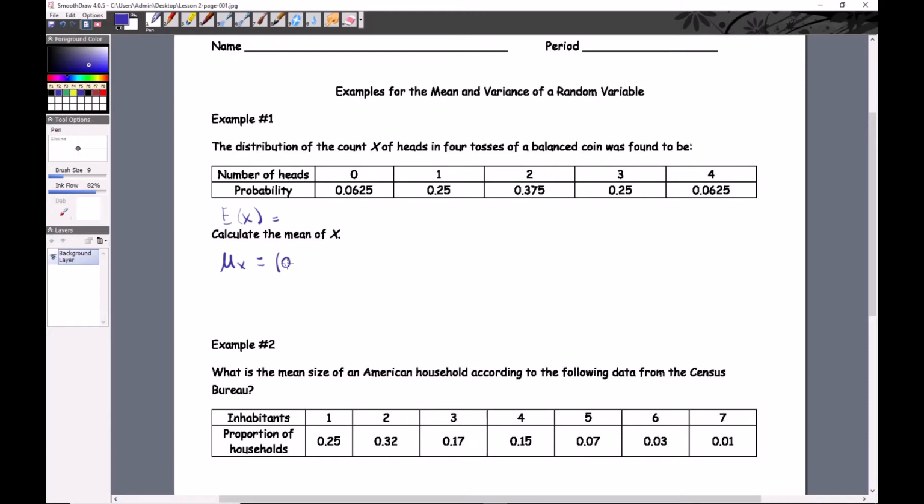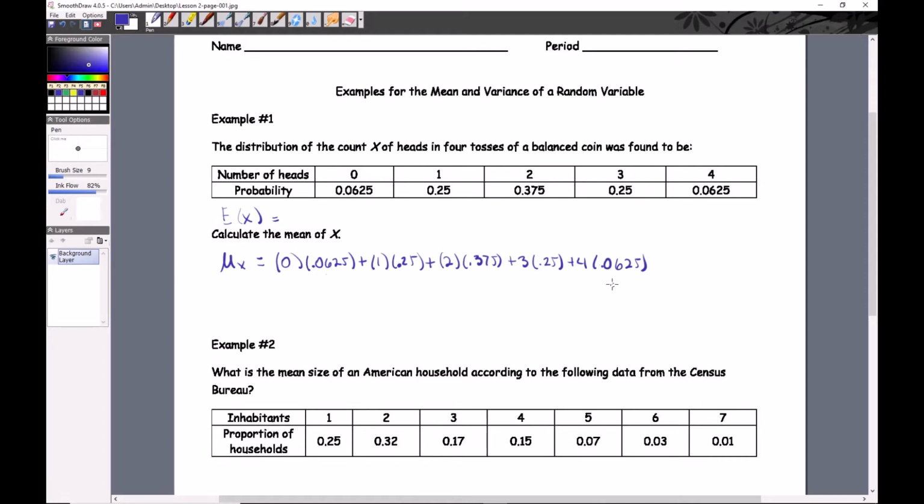So all you've got to do is take your value for X, each one. We'll start out with 0 as the first one, multiply it by its probability, 0.0625, and then add the next value for X, 1, times 0.25, plus the next value for X, which is 2, times 0.375, and then plus 3 times 0.25, and then plus 4 times 0.0625. So what we've got here is just a weighted average, all right? Here are all your numbers that are weighted by their probabilities, okay?